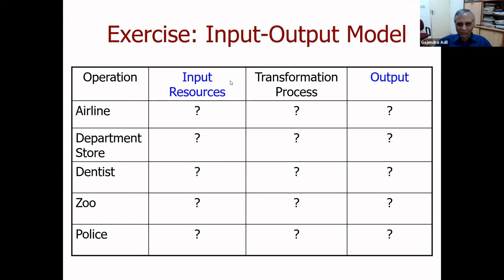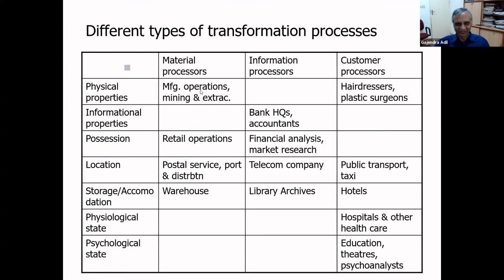Okay, so if you look closely at this part, the transformation part, what all happens in the transformation. So I have put a slide here. Okay, and this is put into 3 columns. So let's start with 1 column. Suppose we said that either you are interested in transforming material or information or customer. Okay, so there are 3 columns. And it's not that only one happens, sometimes a combination happens also.